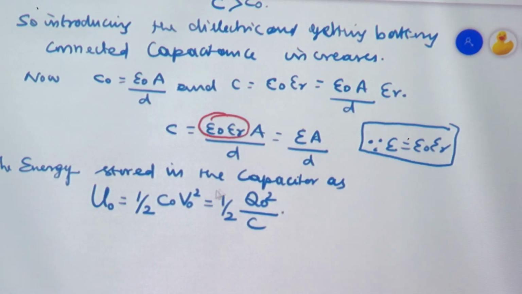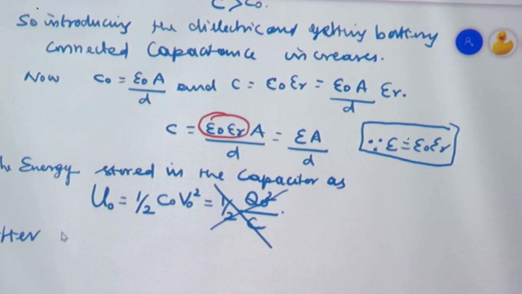See, in this case, I am not using this concept because here both Q0 and C vary. When I am considering only C0 varies, where V0 is considered to be kept constant, I am using this concept. Now, this is before introducing the dielectric.